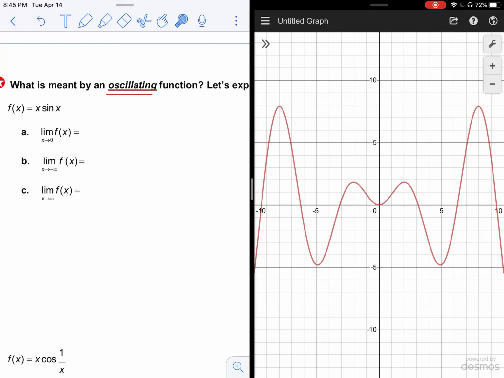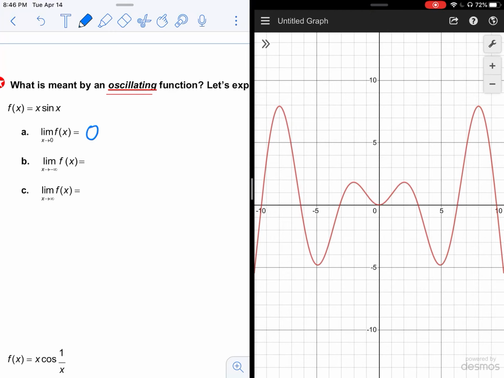If we look at this right now, I can see part A asks the limit as x goes to 0. As I look at my graph and I look at 0, it looks like the y value from the left and the right is smoothly passing through a point, and it's passing through the y value of 0. So we can use the graph to say the limit as x goes to 0, it's smoothly passing through the y value, and that y value is 0.